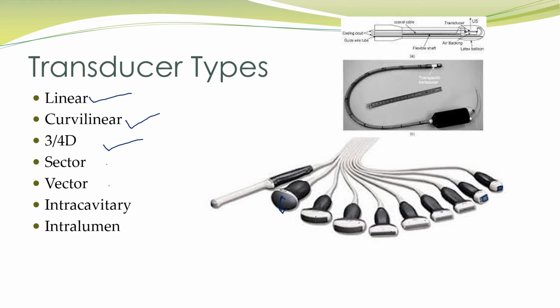And then finally, we have intracavitary, which would be like our endovaginal or endorectal probes, and then our interlumen, which would usually only be used in specialist type areas, such as transesophageal echoes and things like that, where the transducer is actually housed on the end of either a catheter or an endoscope or something like that.